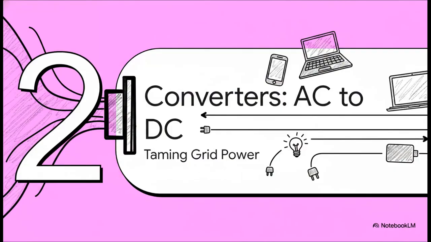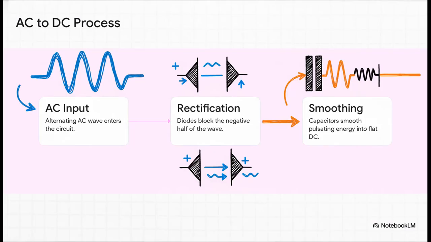Section 2. Converters, going from AC to DC. Let's actually look at how we tame those wild, oscillating waves of the public grid. It's kind of like a mini adventure. First, in step 1, that alternating AC wave enters the circuit, constantly rising and falling. Then, in step 2, these semiconductor devices, things like diodes or thyristors, act exactly like one-way turnstiles for electricity. They literally physically block the negative half of the AC wave, forcing all those electrons to march in one single direction. Finally, in step 3, components like capacitors and inductors act as shock absorbers. They smooth out all that bumpy, pulsating energy into a perfectly flat, steady line of DC voltage.